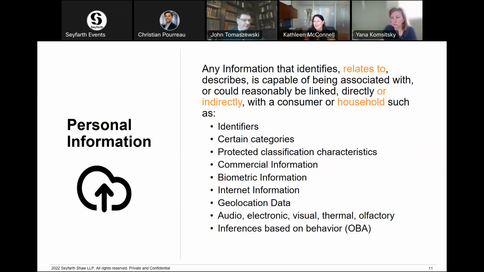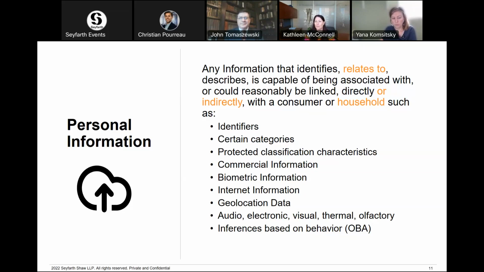In terms of what type of information is covered by the CPRA, the scope really includes any information that relates to, describes, is capable of being associated with, or could be linked directly or indirectly with a consumer or a household. This is a very broad definition. It includes all kinds of identifying information: address, email address, IP address, social security, driver's license, passport numbers, the things you think of more classically. But it also includes all kinds of things that we do not as logically assume.